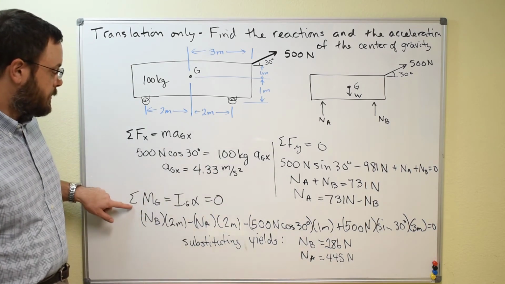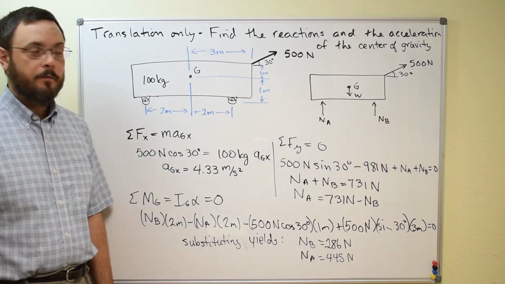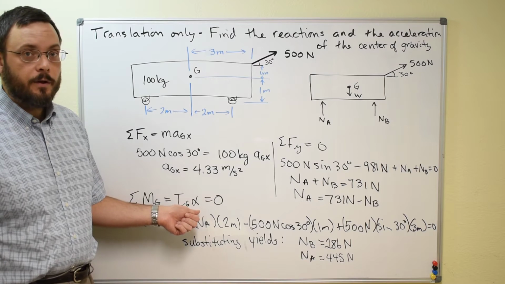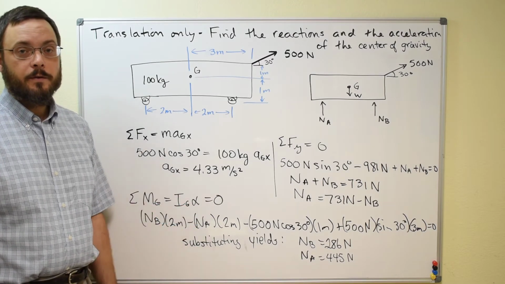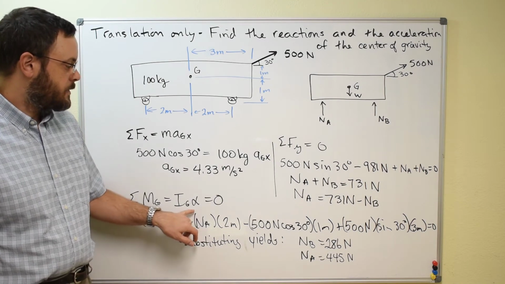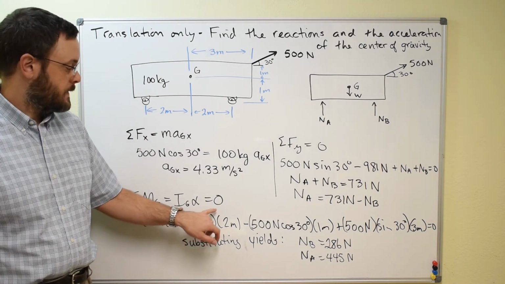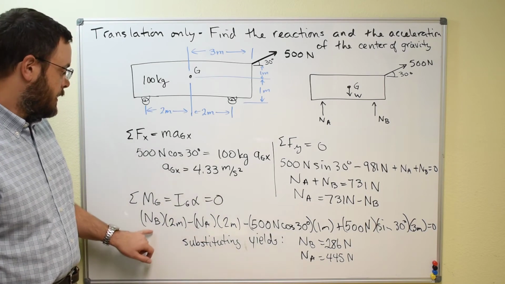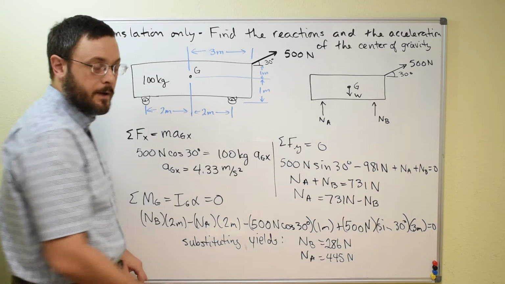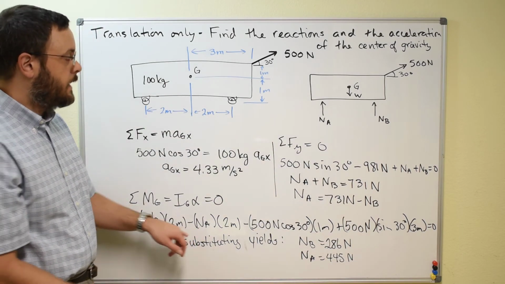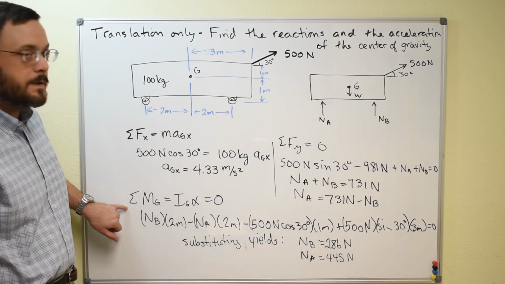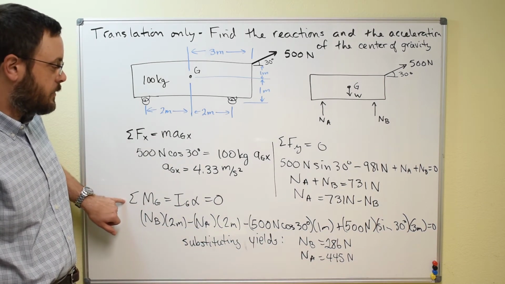Then we'll do our sum of moments about the center of gravity. So since this one is translation only, that means our angular acceleration is 0. So this is going to be sum of moments is equal to I_G alpha, and alpha is 0. So this is just going to be 0. So we have our N_B times 2 meters, and that's a positive moment. We have our N_A times the 2 meters, and that's going to be a negative moment about G. Remember, all these have to go back to G if we're using this equation.